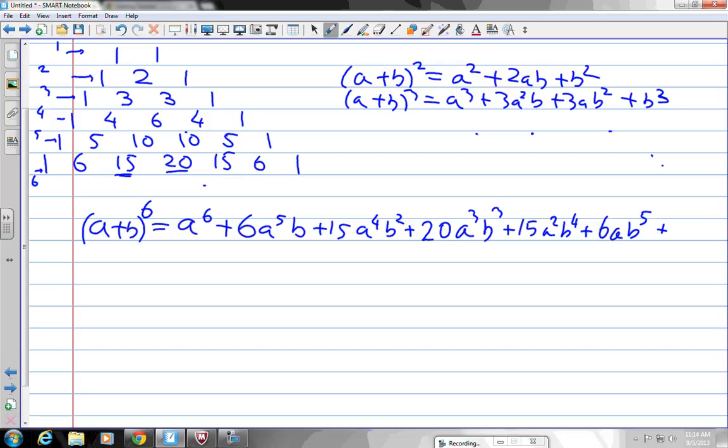And finally, I'll never ask you to do that. Nobody cares. But just in case, it's kind of a fun fact that you can build those powers. I can do a plus b to the power of 15. I'll just have to run this Pascal triangle for a while, so I get the line for the 15th. It'll be very long. Right. Fun.